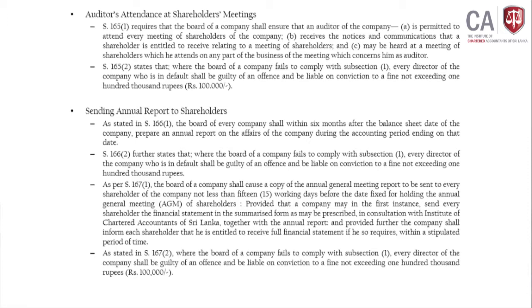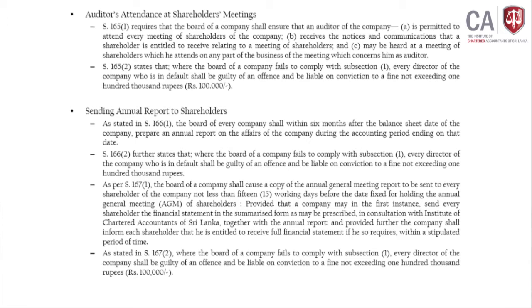Section 165(2) states that where the board of a company fails to comply with subsection 1, or in case the board does not provide the opportunity for an auditor to attend such shareholders meeting, then every director of a company who is in default, who has not allowed the auditor so, shall be guilty of an offence and be liable on conviction to a fine not exceeding 100,000 rupees. A fine of 100,000 rupees will be imposed against such director, every director. So, if there are 5 directors, all 5 directors will have to pay 100,000 each.